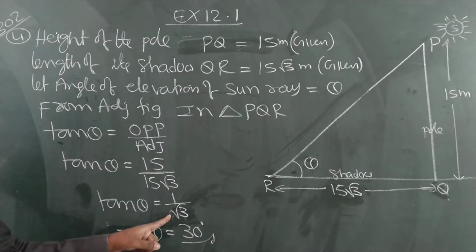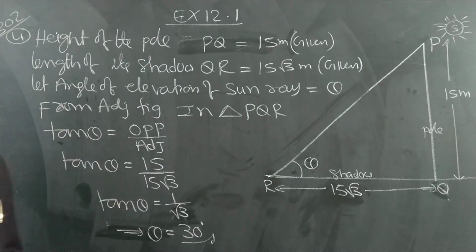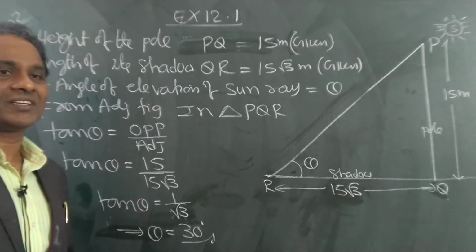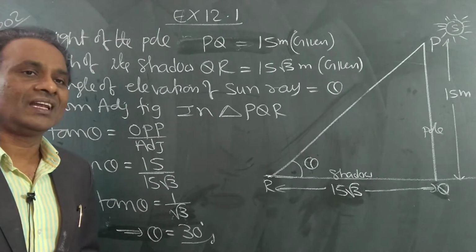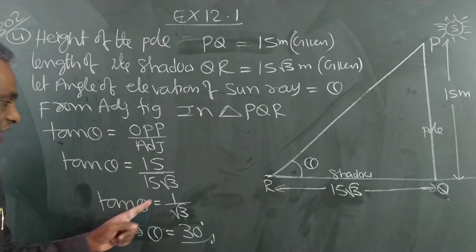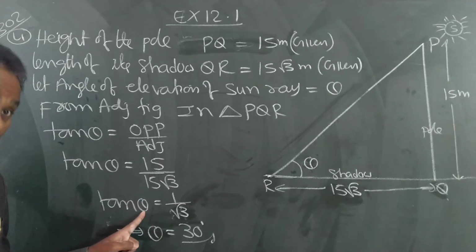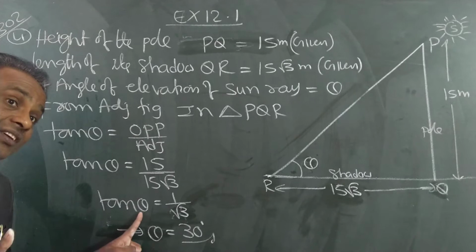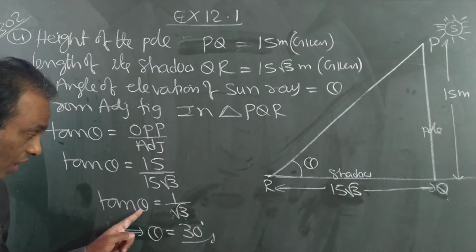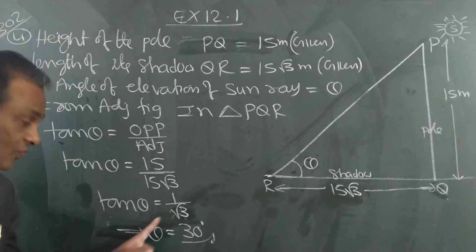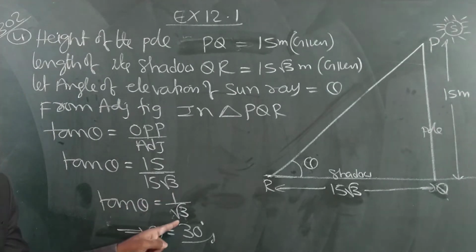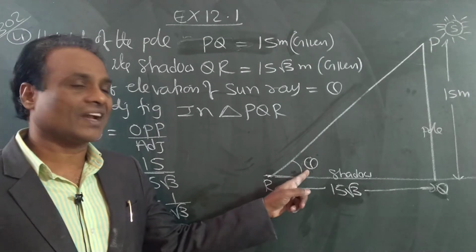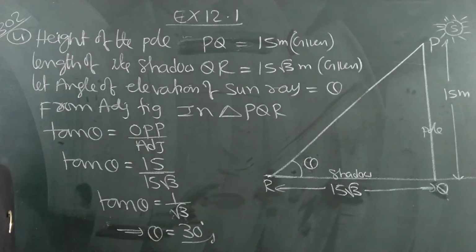See the table. I gave the table, and in many problems we applied it in the previous chapter, the trigonometry chapter. When you will get 1 by root 3 for tan, see the table. So tan 30 is 1 by root 3. That means theta should be how much? For 30 degrees, because tan 30 is 1 by root 3. So theta is 30 degrees, answer. We were asked to find theta, and we got the theta value. That's all.